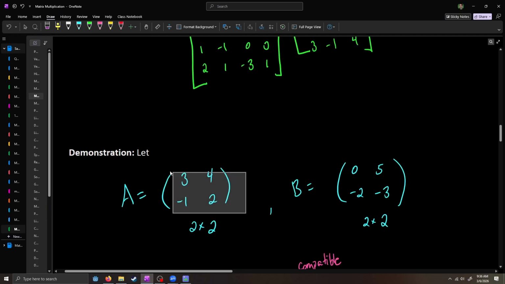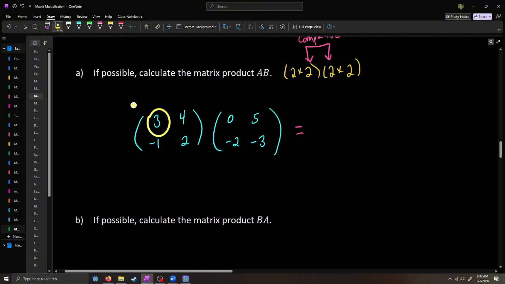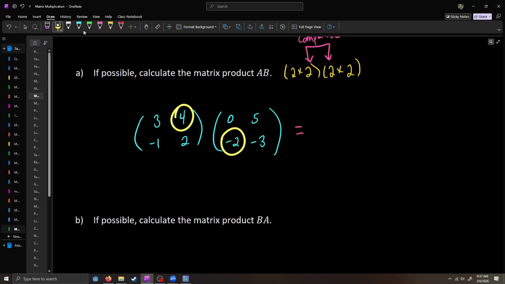So now let's go ahead and follow through on that calculation. And let's go ahead and use dot products to calculate the result. Now, if I calculate the dot product of row 1 with column 1, then that's going to give me the entry in row 1, column 1 of my answer. So the dot product 3 times 0 plus 4 times -2 is going to give me, in the end, an entry of -8 in column 1, row 1.